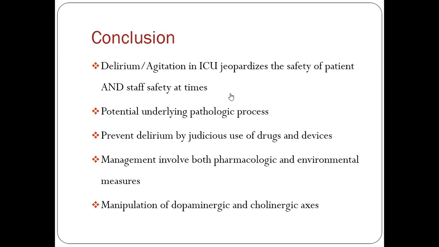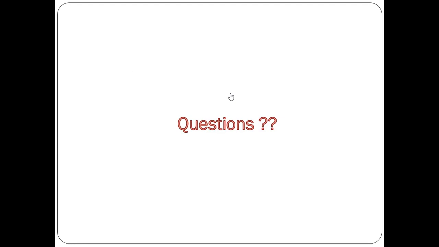To conclude, I will say that delirium and agitation in the ICU jeopardize the safety of the patient and at times the staff. They can get up and start hitting the patient and staff also. And there is always an underlying pathology causing acute illness. You prevent delirium by judicious use of drugs and devices. You will use both pharmacological and non-pharmacological measures, like the ABCDEF protocol that I told you. And the manipulation of two axes in the brain, the dopaminergic axis and the cholinergic axis, is the basic pharmacological treatment for control of delirium. Any question you want to ask?